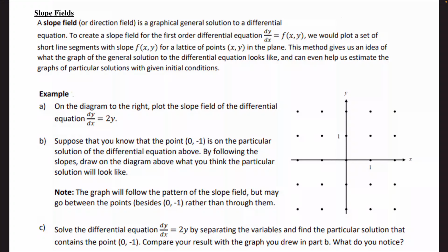Increasing, decreasing, right? If you have a slope of +2, it means you're increasing 2 units for every 1 unit over, right? It's a direction. Slope is always a direction. The y-intercept is kind of the starting point, and then the slope is the direction to get to your next point, right? That's why they call it a directional field, okay?